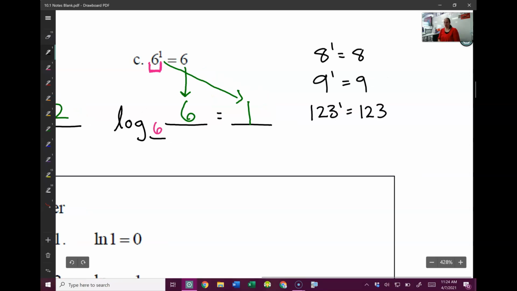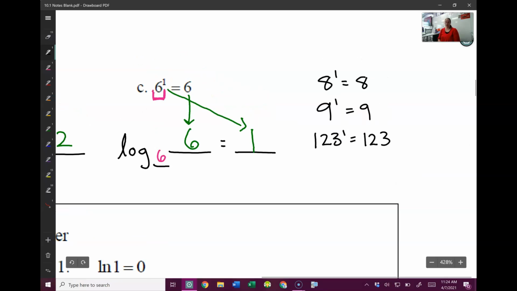And that rule always, always holds true. That's a rule of exponent. So let's do the same thing and turn these into logarithmic form and see if we notice any patterns.